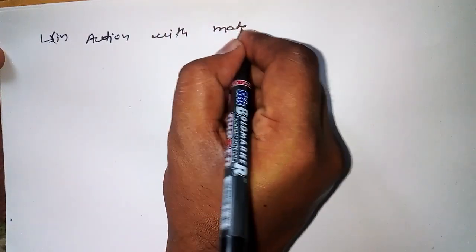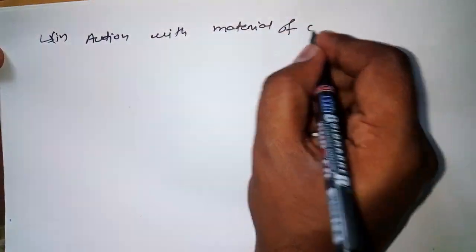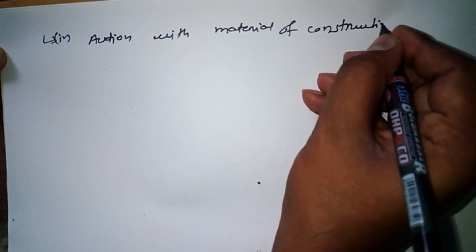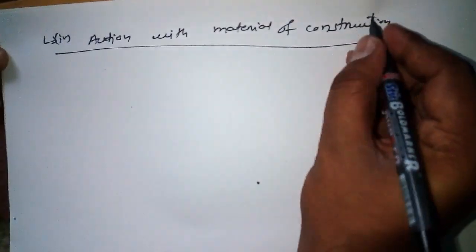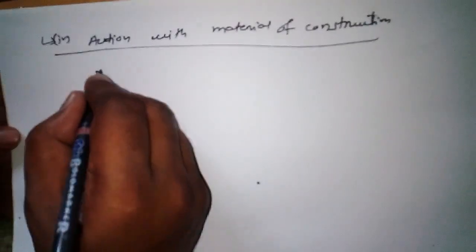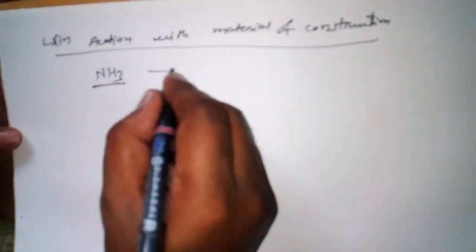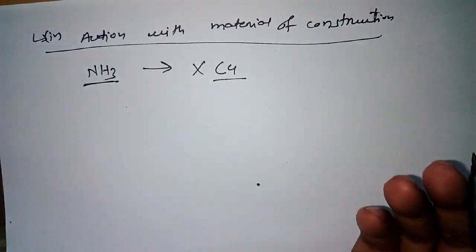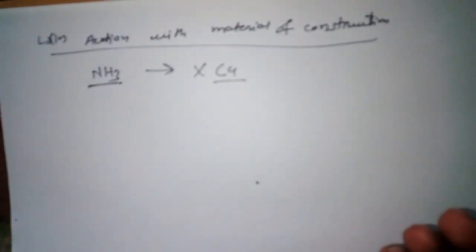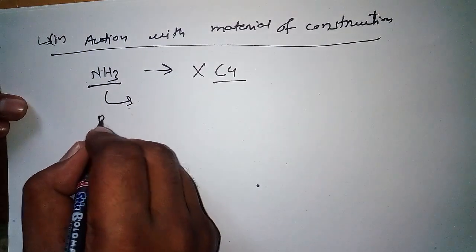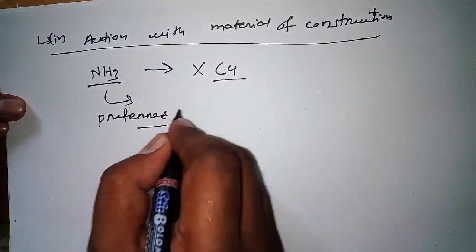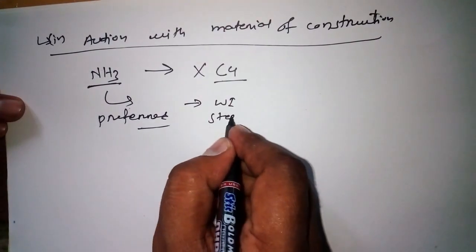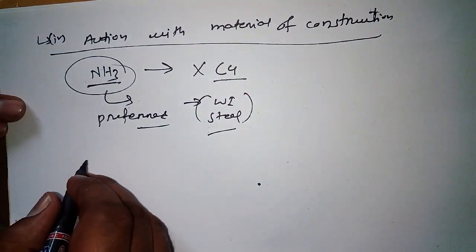Fourth: action with the material of construction. That is also important. If we are using NH3 as a refrigerant, we must not use copper for construction of the tube lines, at least, because it will react. So what we prefer is wrought iron or steel if you are using NH3 as a refrigerant.